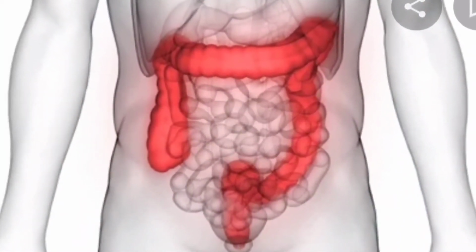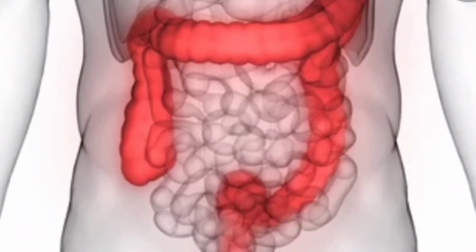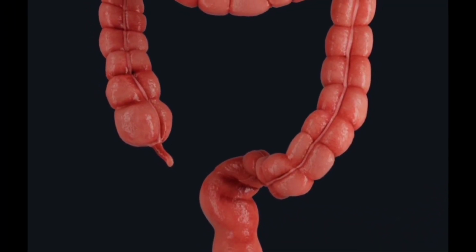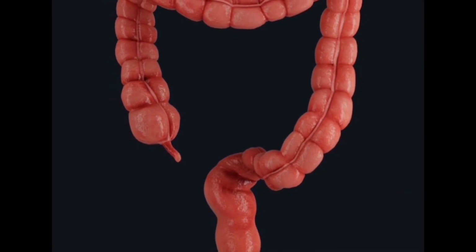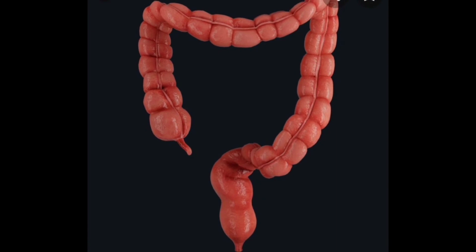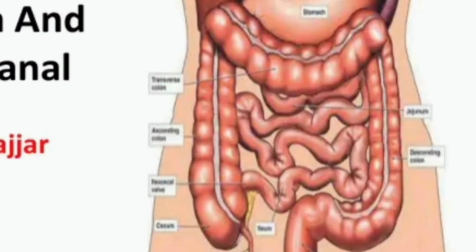So today we discussed the anatomy of the colon. The colon has four parts, that is the ascending colon, the transverse colon, the descending colon, and the sigmoid colon. Then we discussed its relations, that is the anterior and the posterior relations. Then we discussed the right and the left colic flexure. So this is the end of today's video.